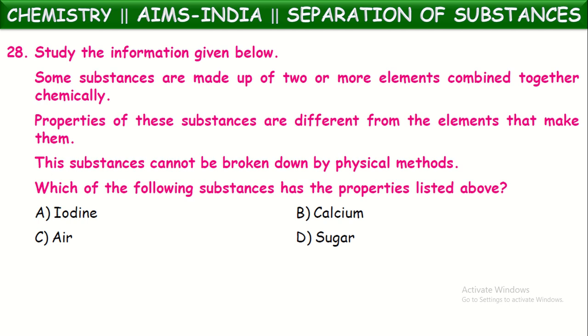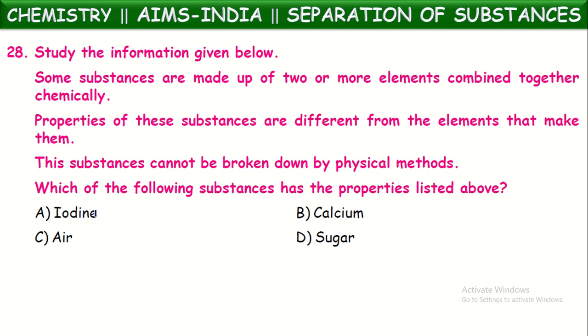Study the information given below. Some substances are made up of two or more elements combined chemically. Properties of these substances are different from the elements that make them. These substances cannot be broken down by physical methods. If you observe, these are all properties of compounds, isn't it? They are telling that elements are combined together. This happens only in the formation of compounds. Now, out of the four substances given, which is a compound?